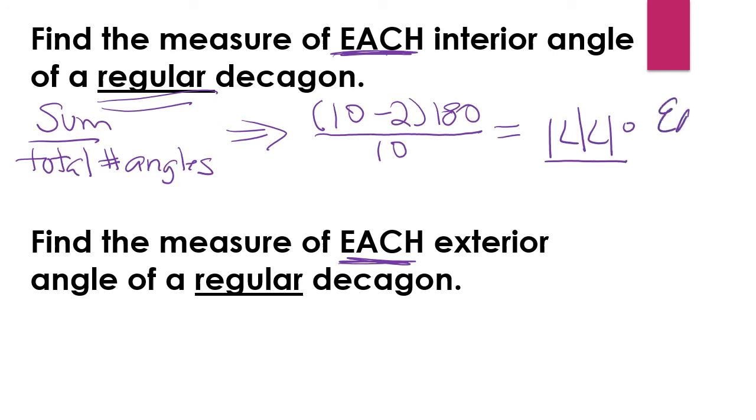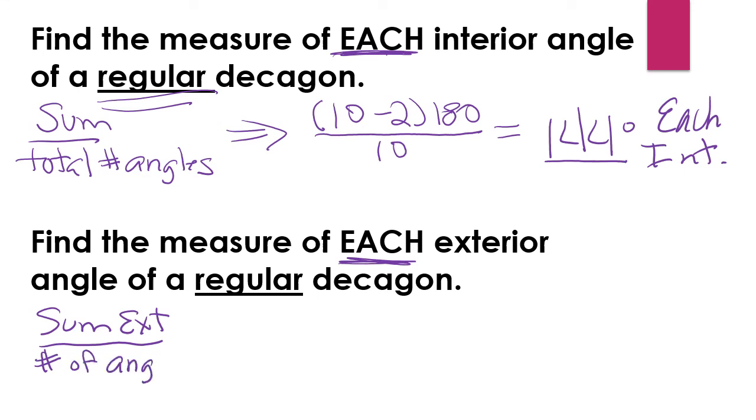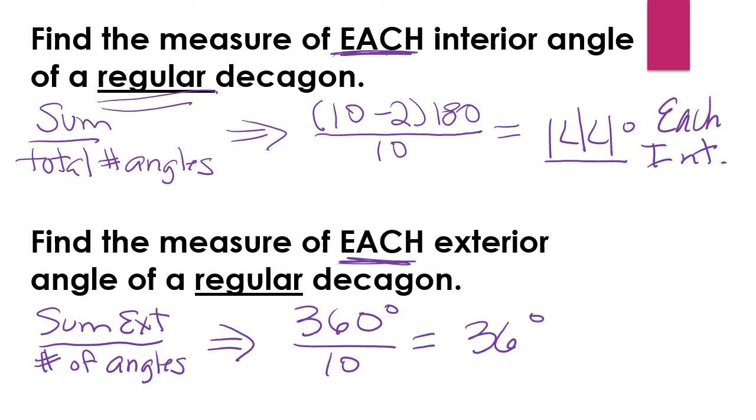So each interior angle will equal 144 degrees. If we want to find the measure of each exterior angle, we will take the sum of the exterior angles and divide by the number of angles. So for instance, we again have a decagon. The sum of the exterior angles of any figure is 360 degrees. A decagon has 10 angles. And if we do the math, 360 degrees divided by 10 angles will tell you that each angle is 36 degrees.